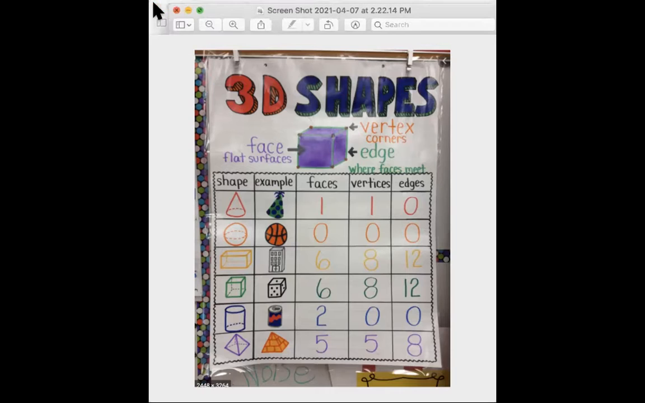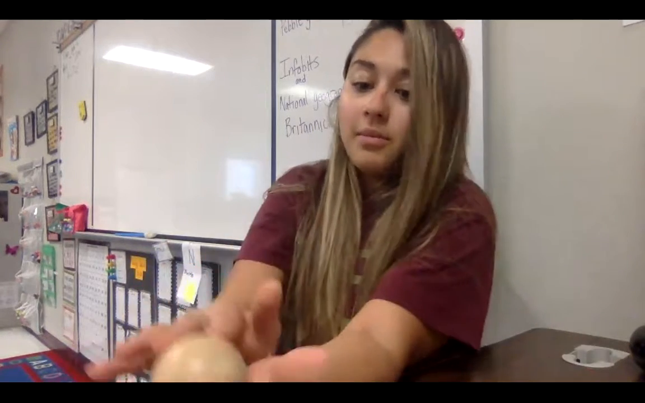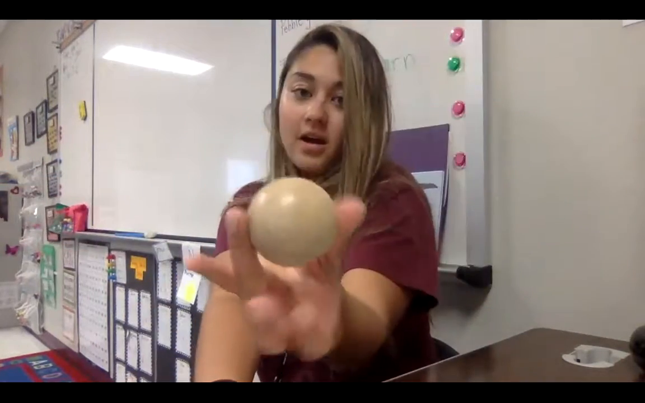Okay. So we'll go ahead and look at some together. Remember, we call this a sphere. Okay, it's round like a ball. Sometimes we see things like soccer balls or basketballs, and they are round. That is called a sphere.